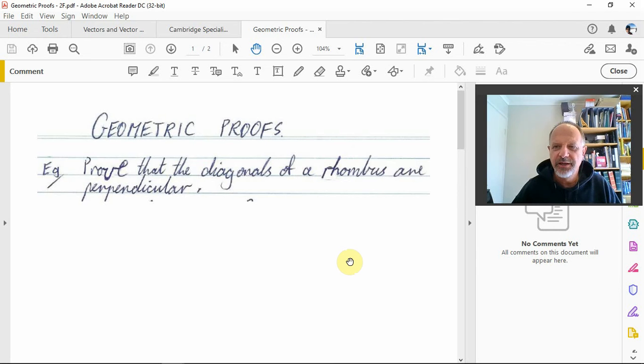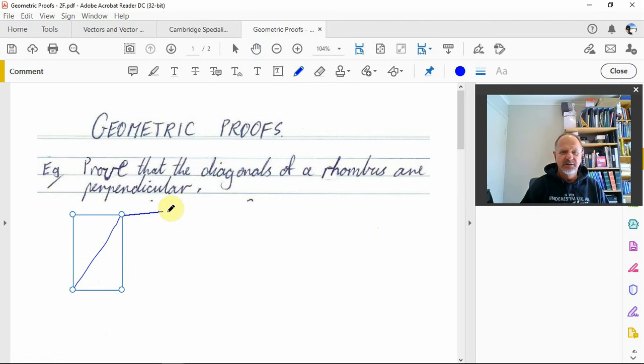All right, so today we're looking at geometric proofs. I could do hundreds of examples of geometric proofs, but I'm just going to do one. So in this particular case, it says prove the diagonals of a rhombus are perpendicular. So first of all, we need to draw ourselves our rhombus. And here's our rhombus.